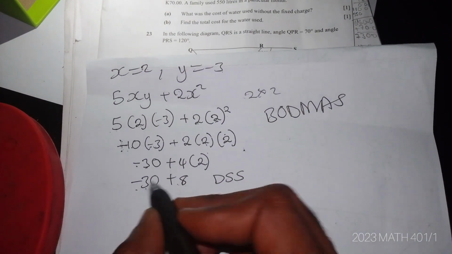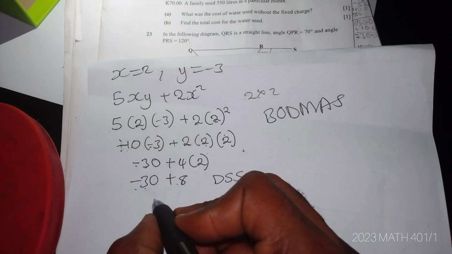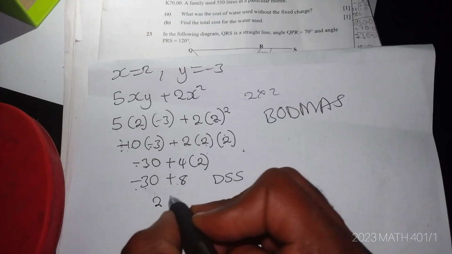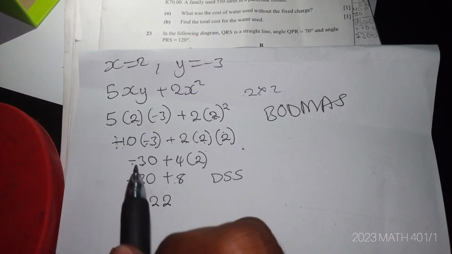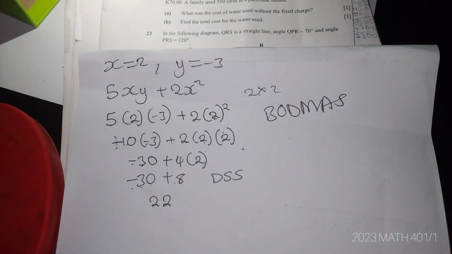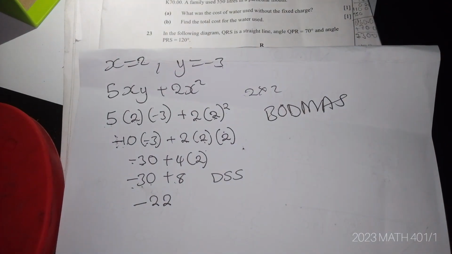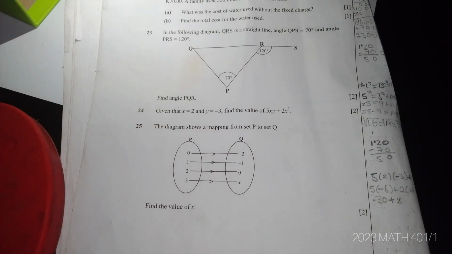So this plus this, you have a 22, but of course you get the sign from the bigger number, which is minus 30. So your answer will be minus 22. And you're done. And then question 25.